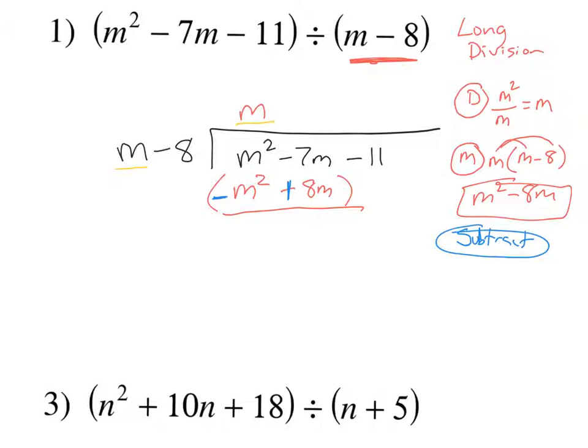What we have is m squared minus m squared. These two always cancel out. If they don't, then you've done something wrong. And then we have negative 7m plus 8m. So that leaves us with what? Perfect. 1m. And then we go ahead and bring down the negative 11.